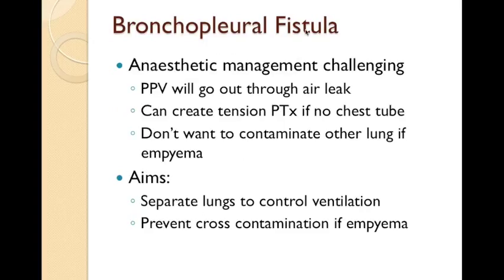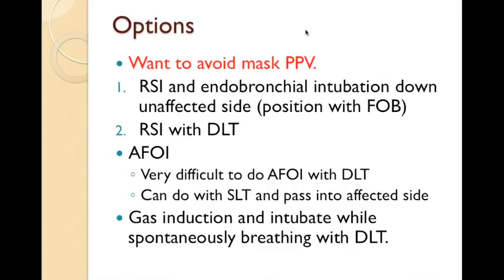It's a very scary situation, and the reason is that if someone's got a really big air leak, imagine a really big hole in a bronchus. If you try and ventilate these patients, all the air is going to go through the air leak. And if they don't have a chest tube, ventilating them will create a tension pneumothorax. And if it's an empyema or an abscess, we don't want to contaminate the lung on the other side. So the aim when managing these is to separate the lungs to control ventilation and prevent cross-contamination if there's infection. And it's a tricky technique. We really want to avoid positive pressure ventilation of these patients until we've got lung separation.